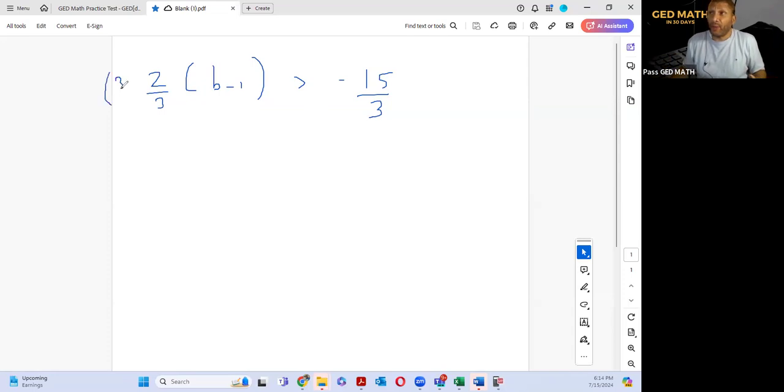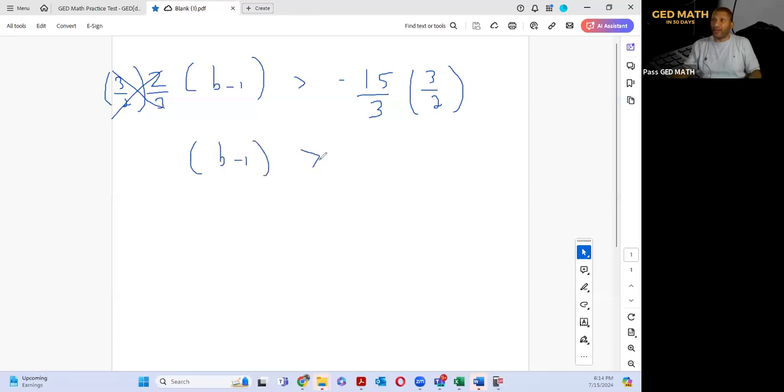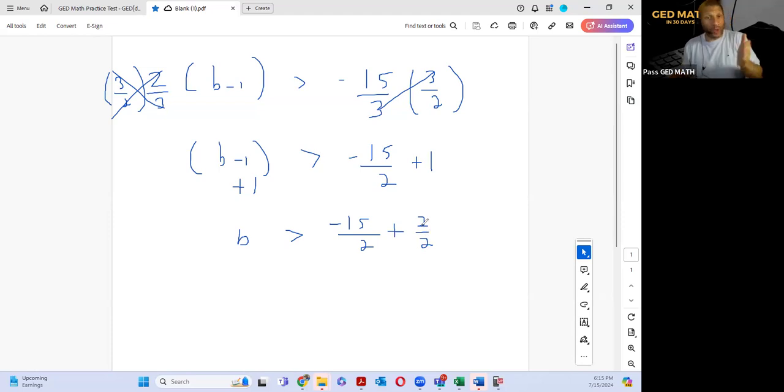So here, I'm going to multiply both sides by 3/2. The 2's cancel, the 3's cancel. I'm left with b minus 1 is greater than minus 15 over 2. Add 1 to both sides. I get b is greater than, and now this is where people make a mistake. This is easy though. Remember, 1 is the same as 2 over 2. When you have fractions, you want the same denominator. So we get b is greater than minus 13 over 2.